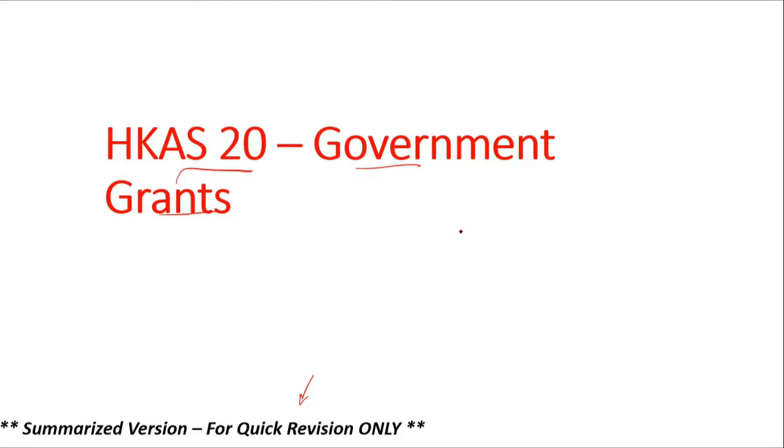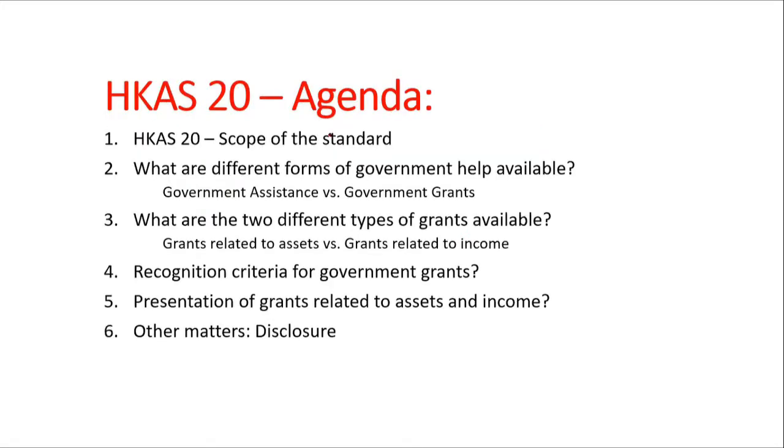So let's get started with what this video is going to be about within government grants. The agenda of this video is we are going to look at the scope of HKAS 20, meaning what is covered under this standard and what is not covered. There are two different forms of government help available: government assistance and government grants under this standard. We are going to discuss the difference between these two types of government help.